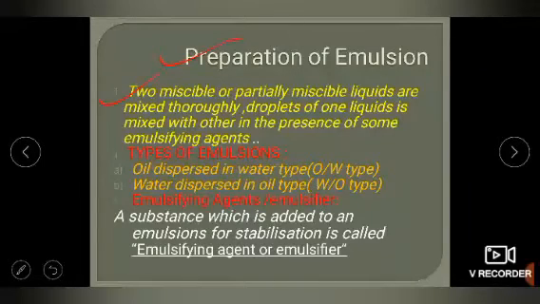Two immiscible or partially miscible liquids are mixed thoroughly. Droplets of one liquid are mixed with the other in the presence of some emulsifying agent, and that is called an emulsion. There are two types of emulsion, as we have discussed: oil dispersed in water type and water dispersed in oil type. And we are using an emulsifying agent. This is a substance which is added to an emulsion for stabilizing purposes, that is called an emulsifying agent or emulsifier.